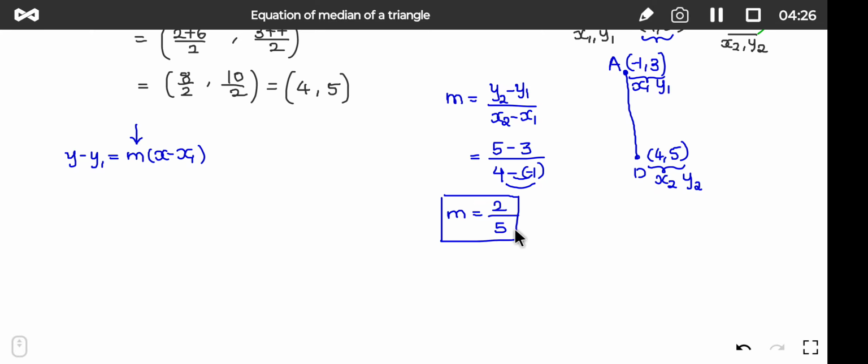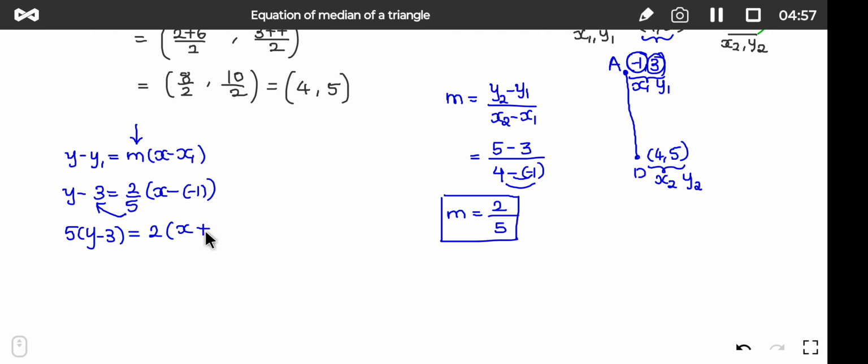Now we'll substitute the values in the point slope form equation. So y minus y1, what is the value of y1? y minus 3 is equal to the slope 2 upon 5 into (x minus x1), so the x1 value is minus 1, so we'll put minus 1 inside the bracket. If we take this 5 into cross multiplication here, we will get 5 multiplied by (y minus 3) is equal to 2 multiplied by (x plus 1), this minus becomes plus.